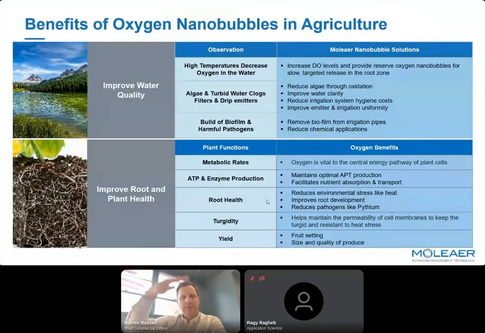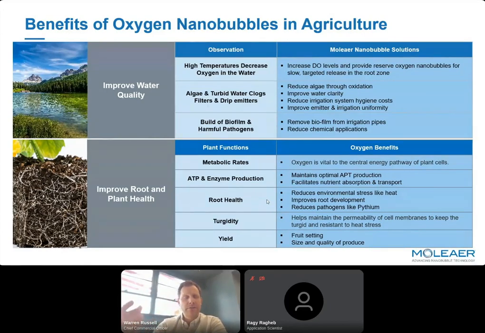So again, we kind of group this into two different things. Again, the differentiation here is oxygen versus just nanobubbles. A big part of our installation base is using oxygen as a means to improve the dissolved oxygen level in that water as well. And then you have these added benefits of nanobubbles, which I've just described. So again, breaking it into these two different groups, you've got the role of oxygen nanobubbles to improve the water quality, and then obviously related to root health and these biological processes within the plant itself.